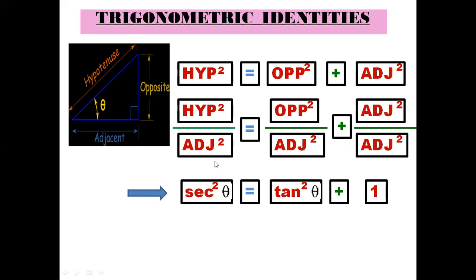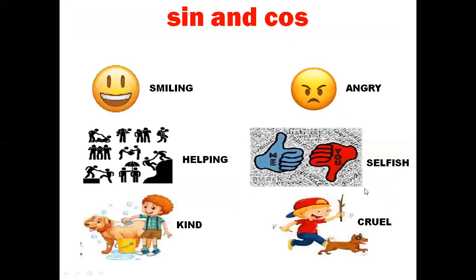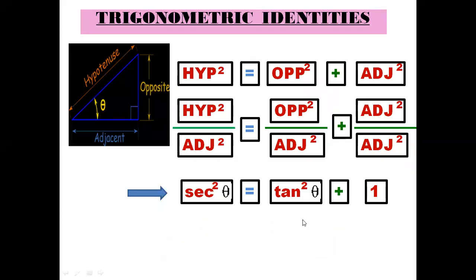So hypotenuse by adjacent is sec, so we write sec square theta, since we have hypotenuse square and adjacent square. Now opposite by adjacent, we know it is tan theta. Since we have the square here, we write tan square theta plus 1. So we get sec square theta equals 1 plus tan square theta.